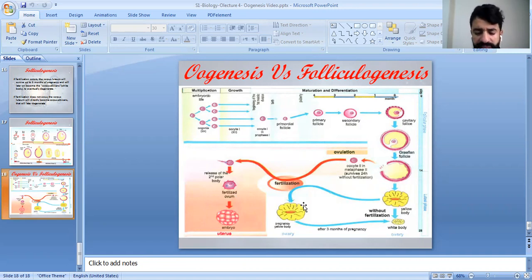3 to 4 months, or 3 months approximately, while if there is no fertilization, the yellow body will transform immediately into the white body, and then it will degenerate. While if we have fertilization, it persists for 3 months, and after 3 months, the yellow body will transform into the white body and will degenerate. So the yellow body is called corpus luteum, and the white body is called corpus albicans. Okay.